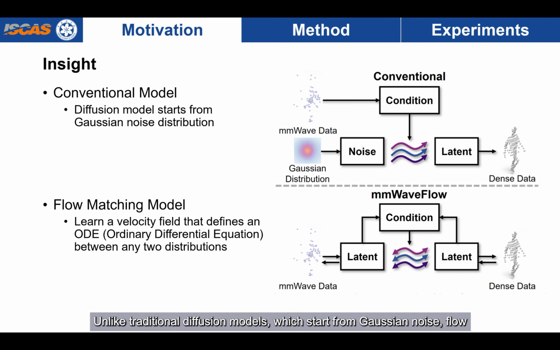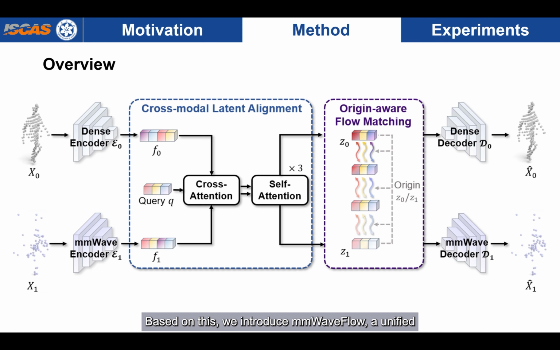Unlike traditional diffusion models, which start from Gaussian noise, flow matching models learn a velocity field that defines an ordinary differential equation between any two distributions. This property naturally aligns with our motivation for invertible transport. Based on this, we introduce mmWaveFlow, a unified framework for mmWave point cloud enhancement and generation.